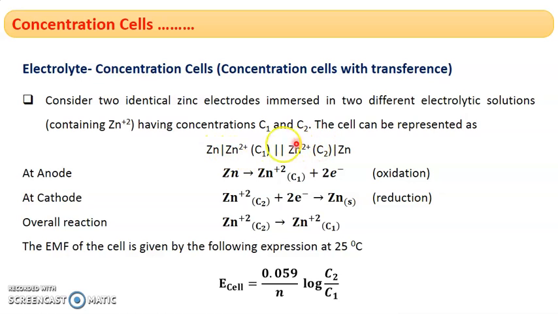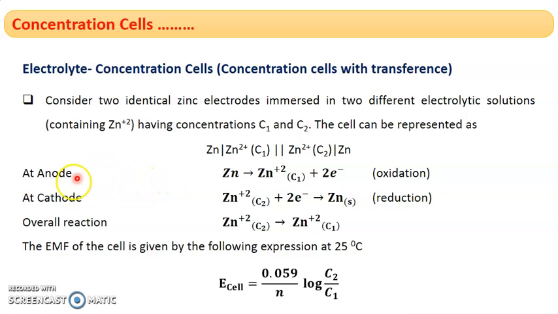The cell is represented like this: Zn dipped in Zn plus 2 of C1 concentration, salt bridge, Zn plus 2 of C2 concentration, Zn. See the electrodes here. This is zinc. This is also zinc. Electrodes are identical. Electrolytes are Zn plus 2 and Zn plus 2 here, but they have different concentrations, C1 and C2. And the condition we take here is C2 is greater than C1.